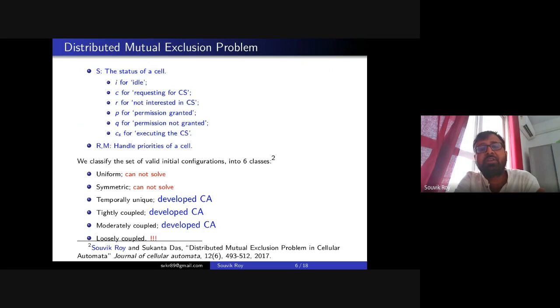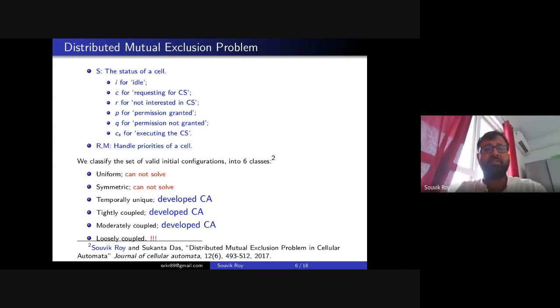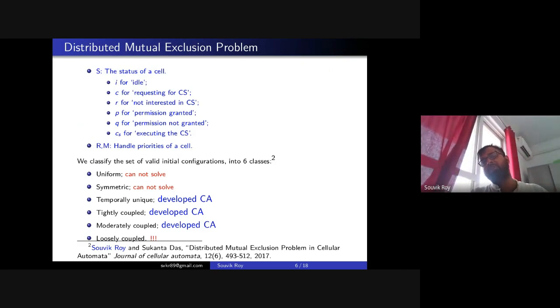The meanings of the states are: idle, requesting the critical section, which is the fundamental thing of this mutual exclusion problem, cells which are not interested in the critical section, cells for which permission is granted, cells for which permission is not granted, and cells which are actually executing the critical section. So we are actually taking 3 tuples of cells, one for these states and 2 tuples for the priorities, because in the mutual exclusion problem different cells are targeting to achieve something and they are associated with different priorities. Now this is a kind of symmetry breaking problem, and as a whole for any cellular automata it is not possible, and this is a known result.